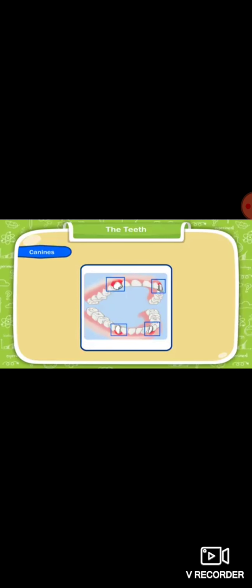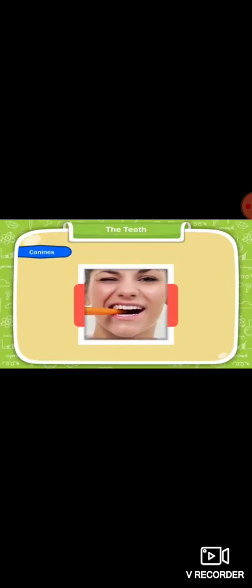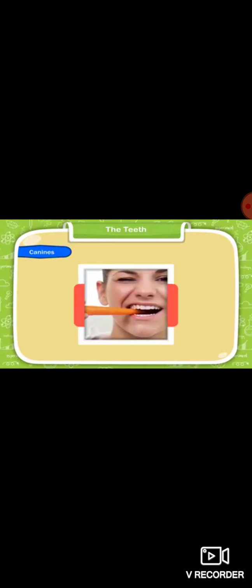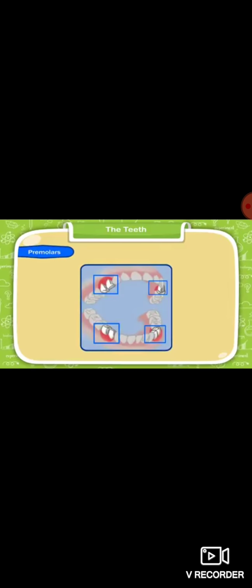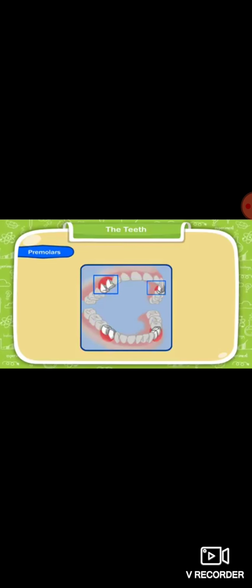Then canines, sharp pointed teeth present on both sides of the incisors are called canines. They are also called tearing teeth and they are 4 in number, 2 in the upper jaw and 2 in the lower jaw. Then we have premolars. Flat and broad teeth present next to the canines are called premolars. They crush and chew the food. They are 8 in number, 4 in the upper jaw and 4 in the lower jaw.